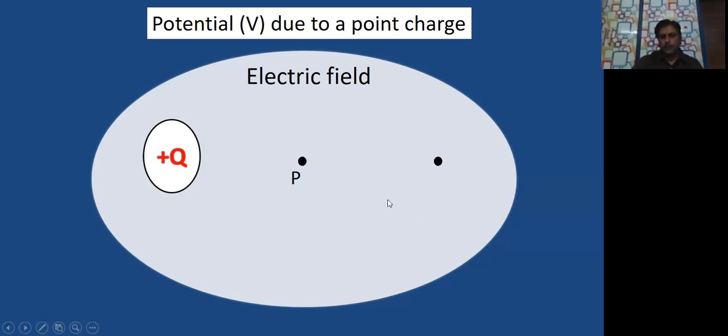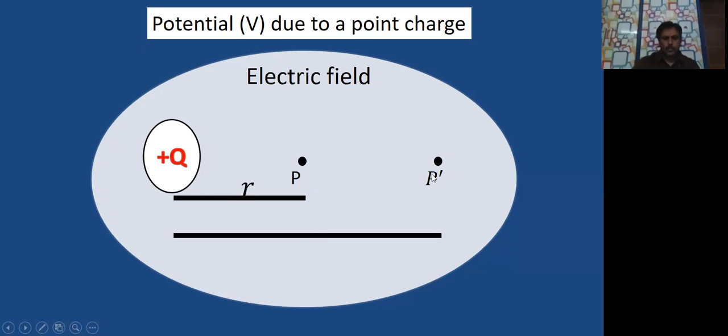For that purpose, I am considering another point, children, P dash, inside the field. So see carefully. P is one point in the field. P dash is another point in the field. What is the distance of P from the charge? R. Similarly, the distance of P dash is R dash. P is at distance R from the charge, and P dash is at distance R dash from the charge.